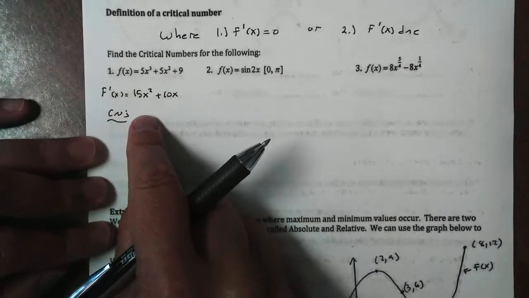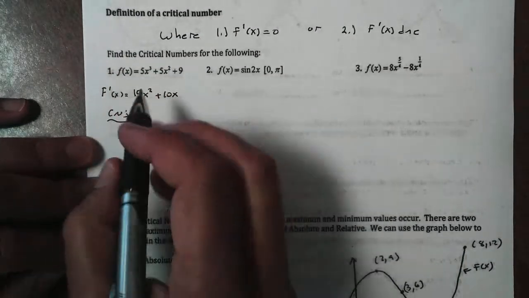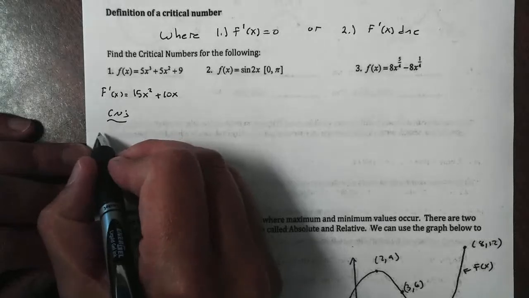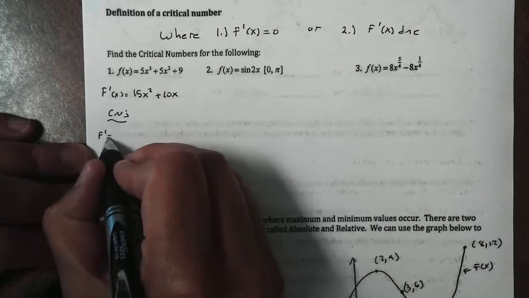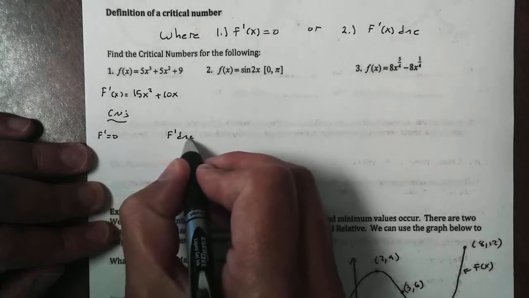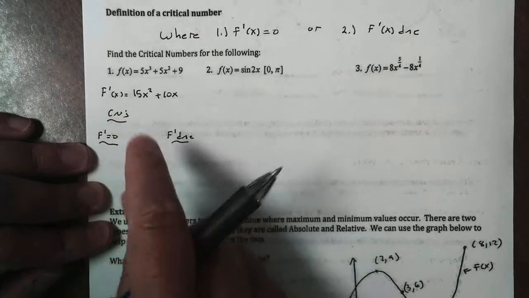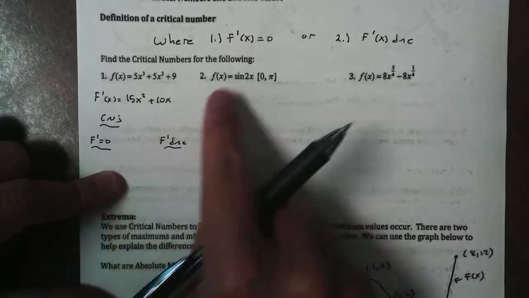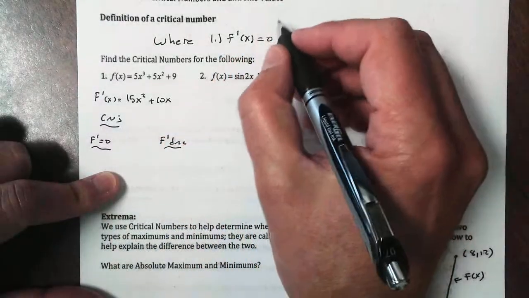I'm going to identify these as critical numbers by saying these are critical numbers. There are two places they occur: where the derivative is 0 and where the derivative does not exist. Let's talk about where the derivative is 0. Well, we're talking about a horizontal tangent.